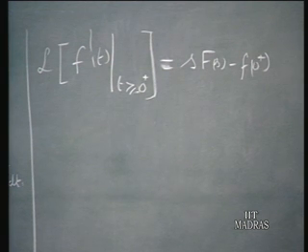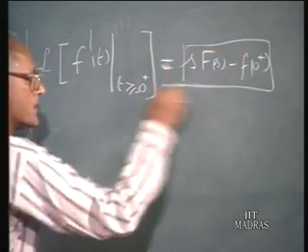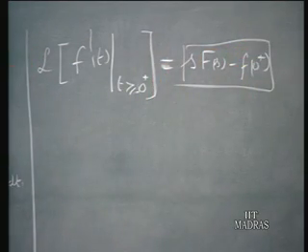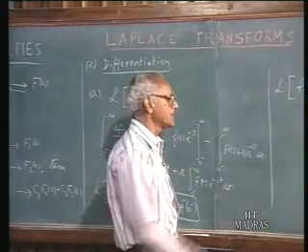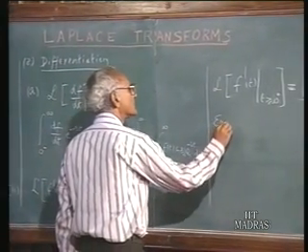So in the literature you find that Laplace transform of f prime t is written either in this manner or in this manner. Both are equal. Both are correct, depends upon whether you want to consider the derivative starting from 0 minus or 0 plus. Let me illustrate what we mean by this by an example.